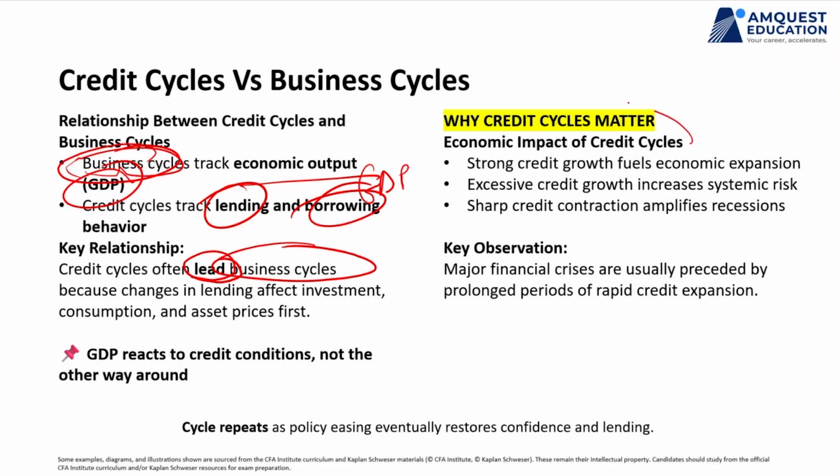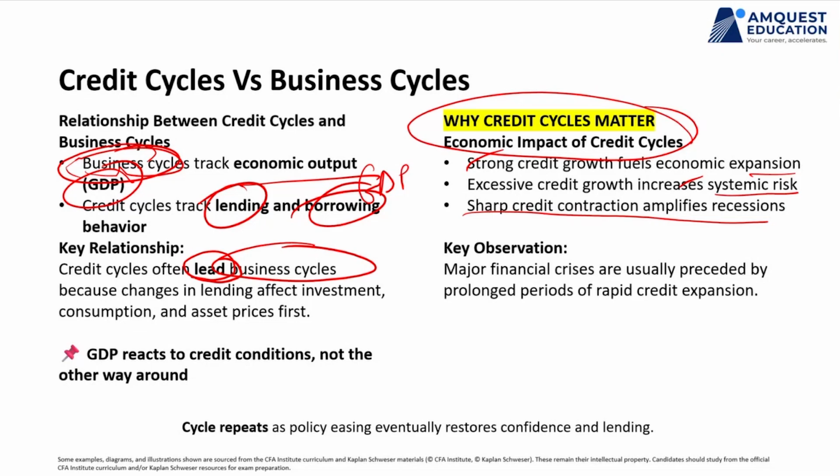Correct? Economic impact of credit cycles: strong growth, right? Expansion. If there's more credit growth, there's more expansion. Obviously, it may increase problems. If you give too much lending, too much borrowing, too much money, there may be inflation, there may be systemic risk, and so on. And sharp credit contractions may lead to a faster recession. So you have to make sure there's sufficient expansion but it is not overdone, because an expansion is always followed by contraction. So you have to make sure the contraction or recession is not too much and not sudden. Okay, so it has to be maintained.